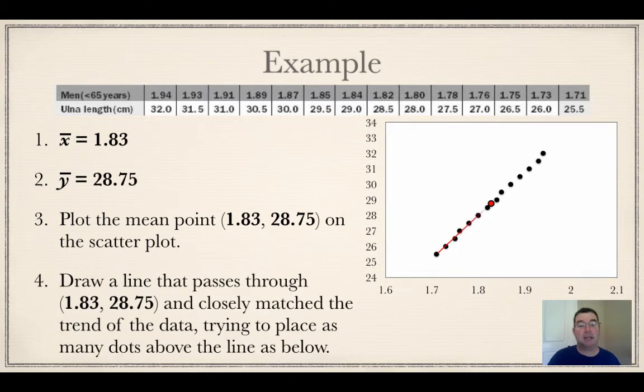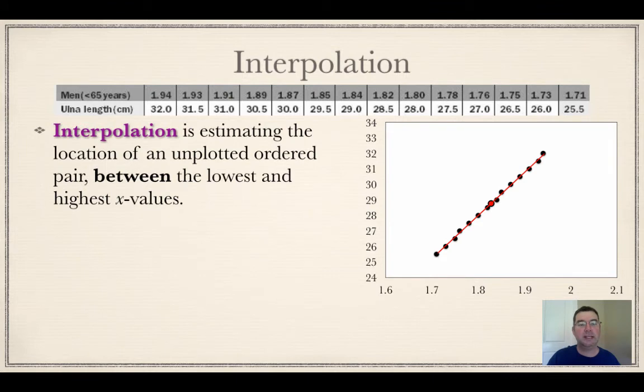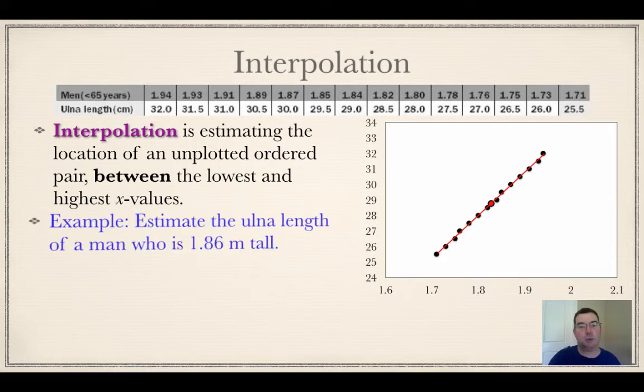And then I just draw a line that comes as close as I can to passing through as many dots as possible. So it may be off by a little bit, but hopefully not by too much. Now we're going to talk about how to interpolate points using that line. It's basically estimating the location of an unplotted ordered pair, or some point that's not actually on the graph, as long as that point is somewhere between the lowest and highest x values and the lowest and highest y values.